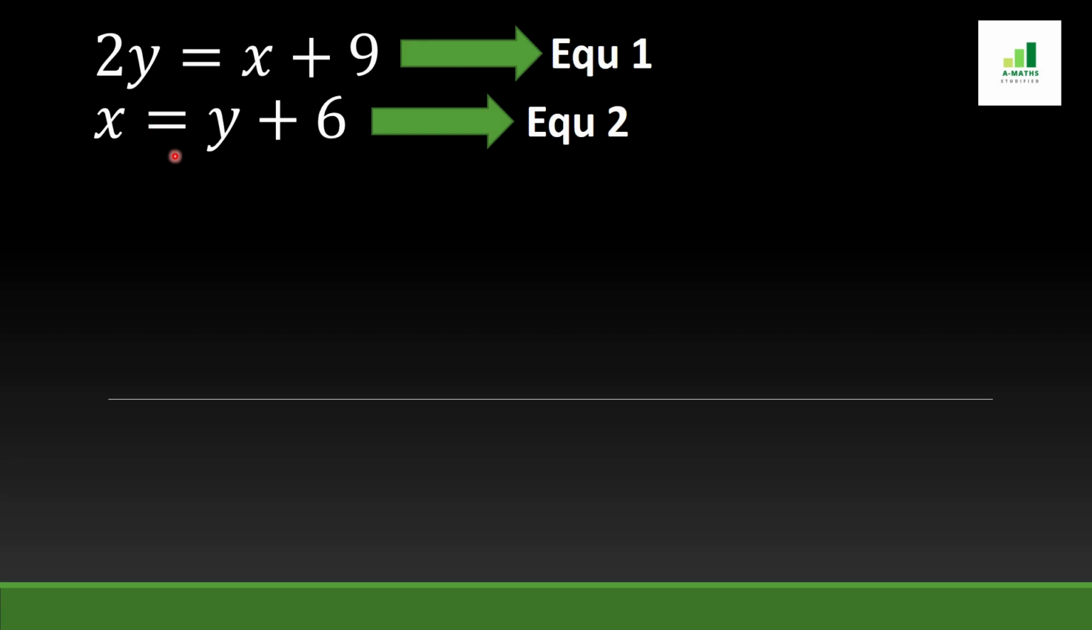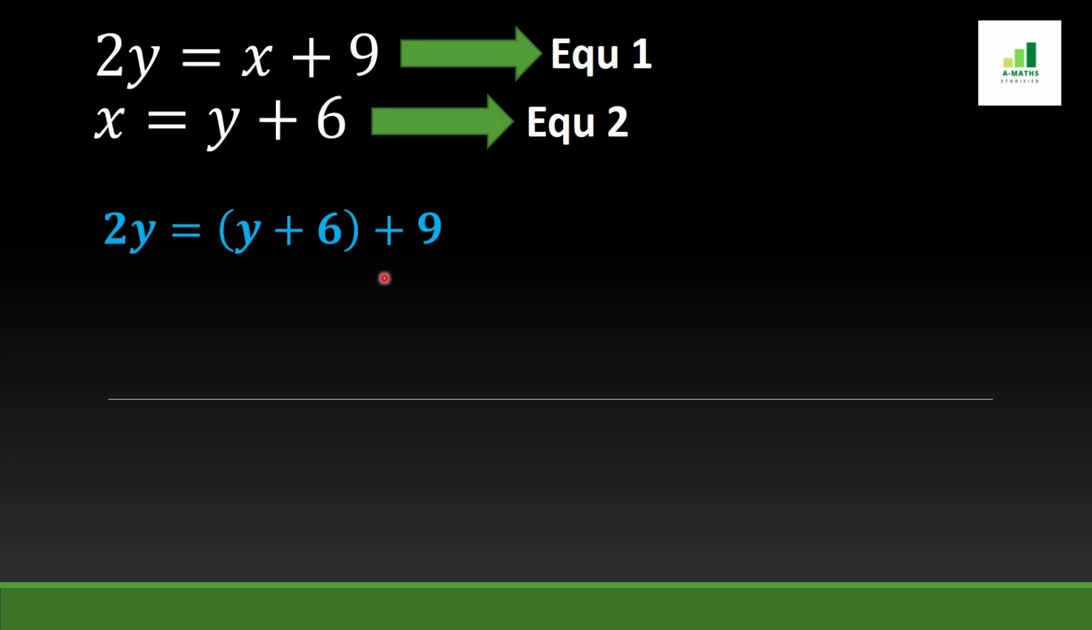Now, when we have an equation arranged, what will you do? First, you will put this value of x, which is y + 6, inside equation number 1 at the place of x. So what will we get? Simply 2y, same as before. This x now changes into y + 6, because we inserted the value of x from equation 2 into equation number 1, and the + 9 will remain the same.